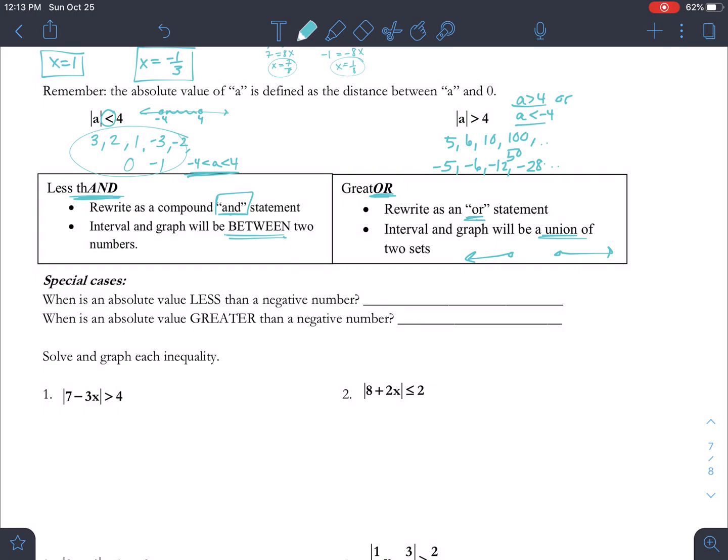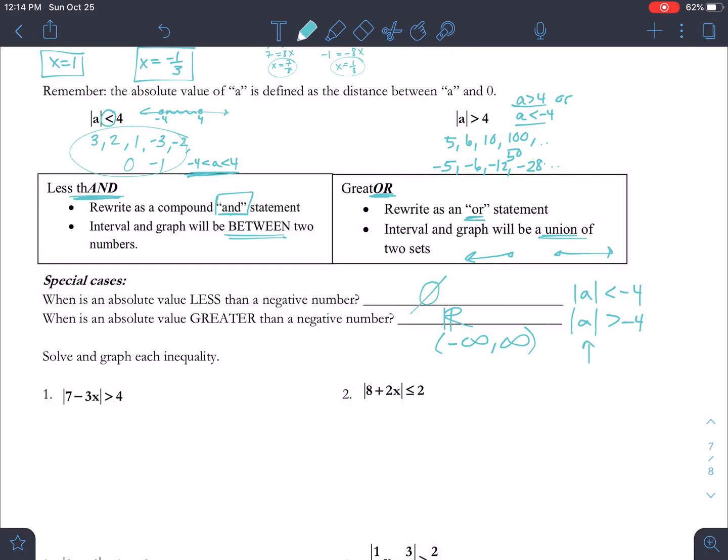Special cases really quick. When is an absolute value less than a negative? So when is the absolute value of A less than negative 4? Never, right? So that would be no solution. When is the absolute value of A greater than negative 4? How many numbers can you think of where the absolute value is greater than a negative? All of them, right? All real numbers. You could also say negative infinity to infinity, spanning all real numbers. Every number we plug in here would be greater than negative 4.